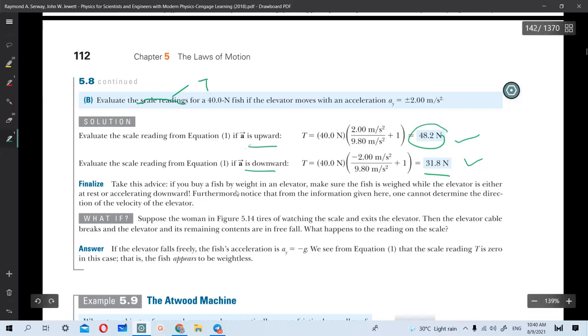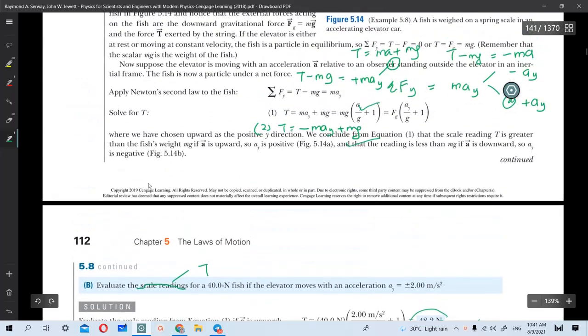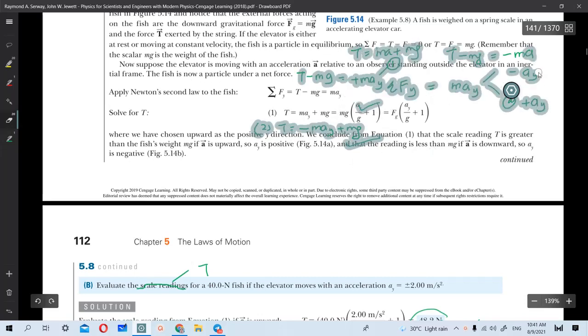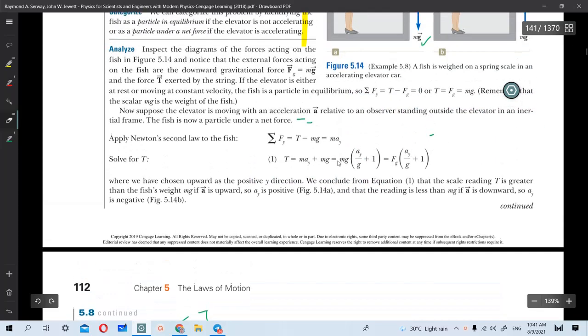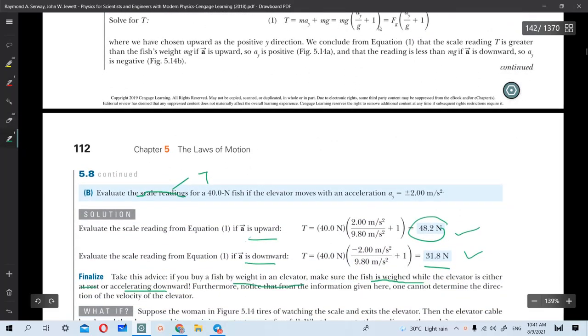So if you buy a fish or buy weight in an elevator, you might as well make sure that the elevator is either at rest or accelerating downwards. Now, another issue that you might ask is, I'm confused, madam. Should I jot down G as negative 9.8 or positive 9.8? First and foremost, look at how they substitute. Based on the expression, this is the G.